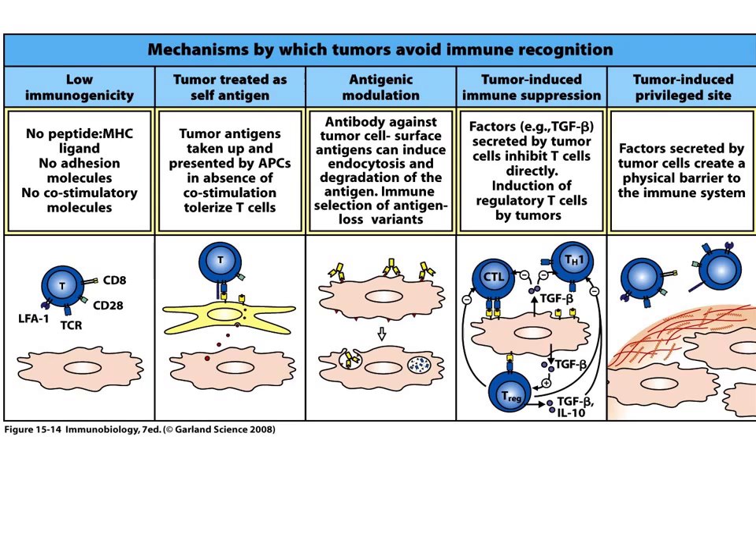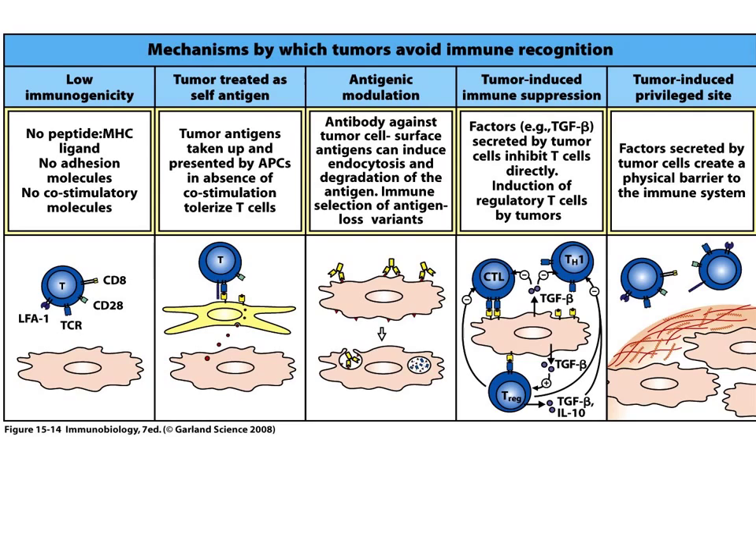Then there is also antigenic modulation. They have antigens, but they modulate them in such a way that these antigens attach to antibodies and then are phagocytosed. So these antigens never get a chance to be presented to T cells. That's another mechanism, and all cancers are different. Then again, there is tumor-induced immune suppression. The tumor itself comes into your system and suppresses your immune system.